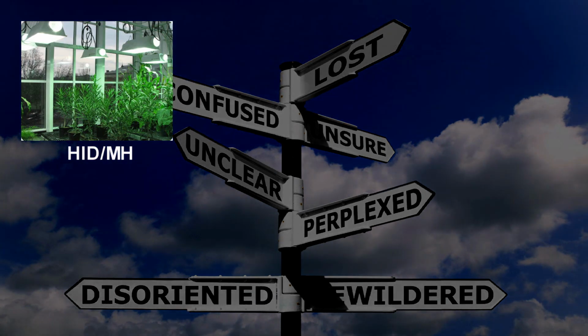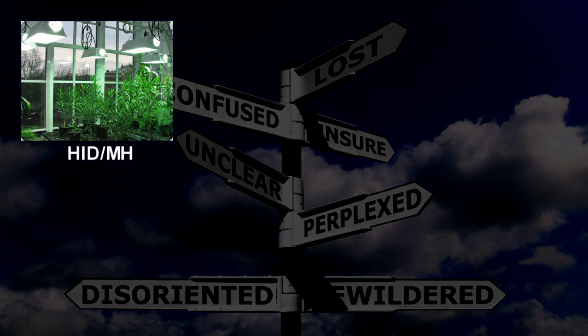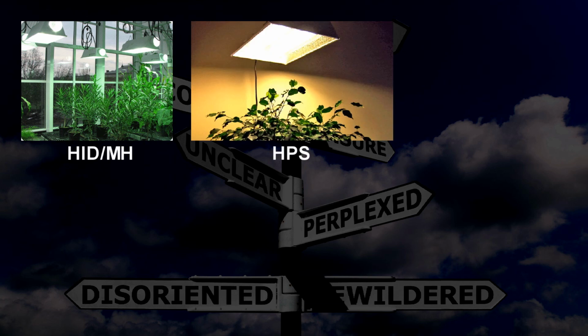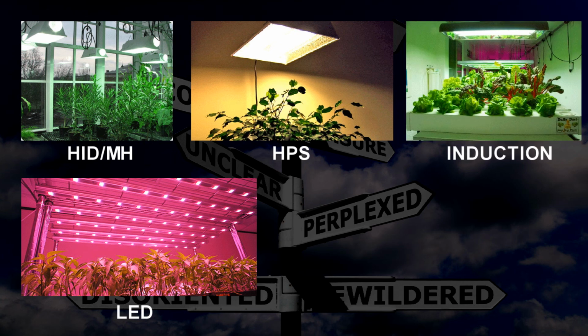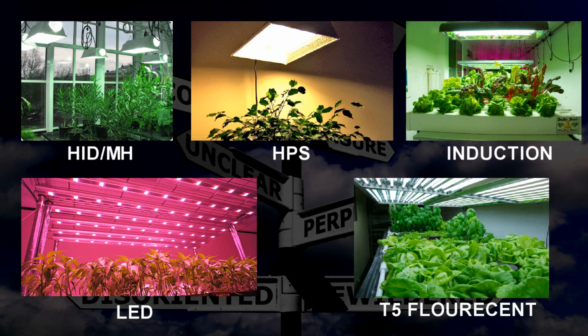First up, we have high intensity discharge and metal halide. Next, we have high pressure sodium, light emitting diodes or LED. Then we have induction lighting, which is somewhat related to T5 fluorescent lighting.